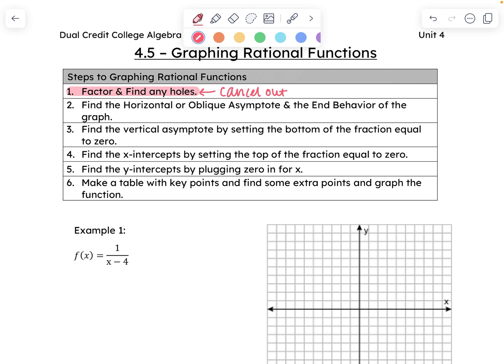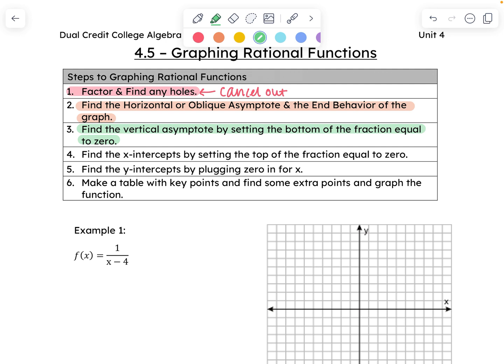I usually start by finding my asymptotes. So I would find my horizontal or oblique asymptotes, and that kind of tells me what the end behavior of my graph is. So that's the rhyme that I talked about in our last set of notes: high over low, then no; low over high, 0 equals y; and same over same, coefficients is the game. Then after that, I'm going to move on to my vertical asymptote, which is where I set the bottom of the fraction, the denominator, equal to 0. That's like finding my domain restriction.